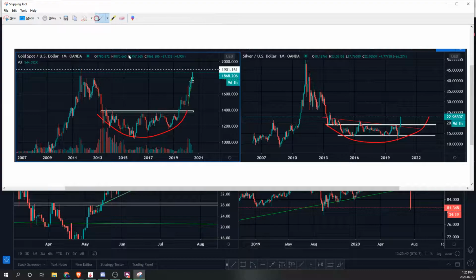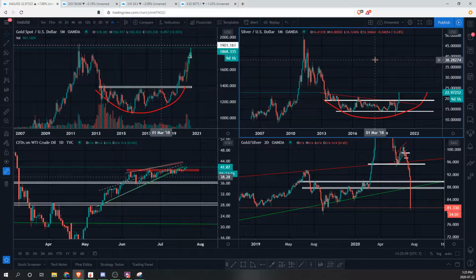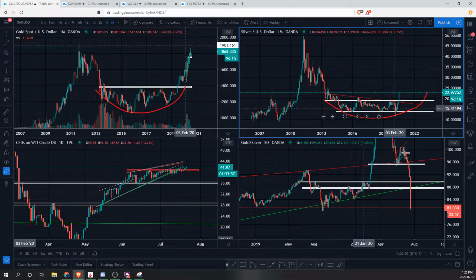Now we could get a pullback like we saw here. We saw hesitation, but the overall bias for silver is going to be very bullish unless something very significant happens that catches us off guard. My view of silver is bullish. So I know that we've climbed a long way from the $15 range, $18 range.